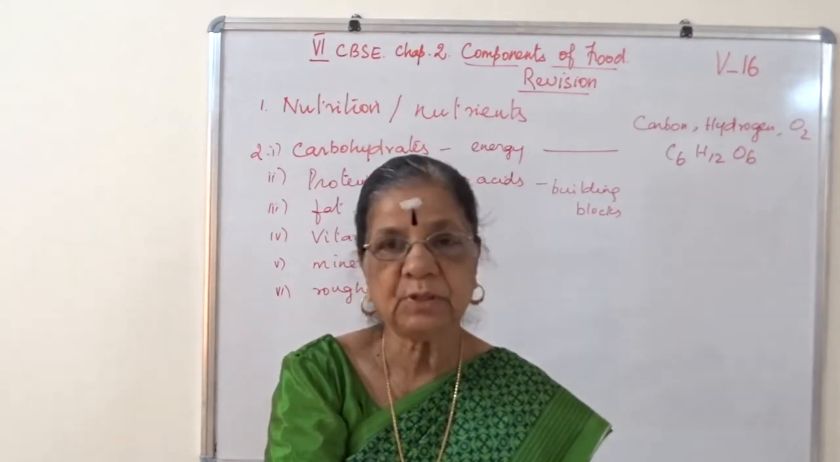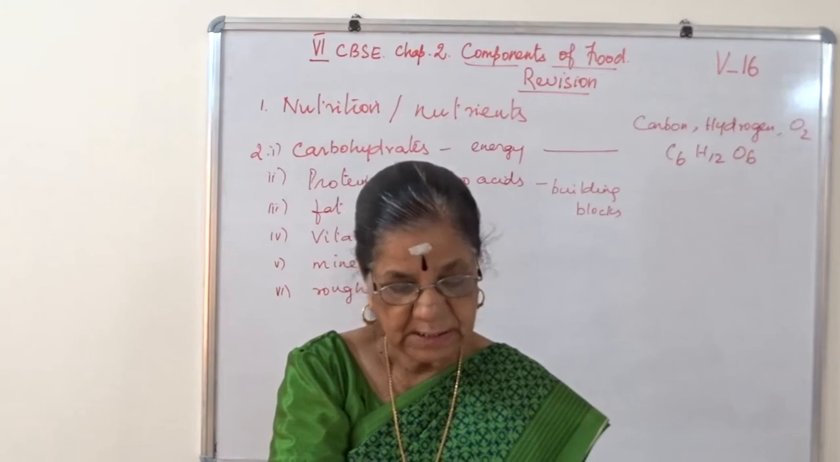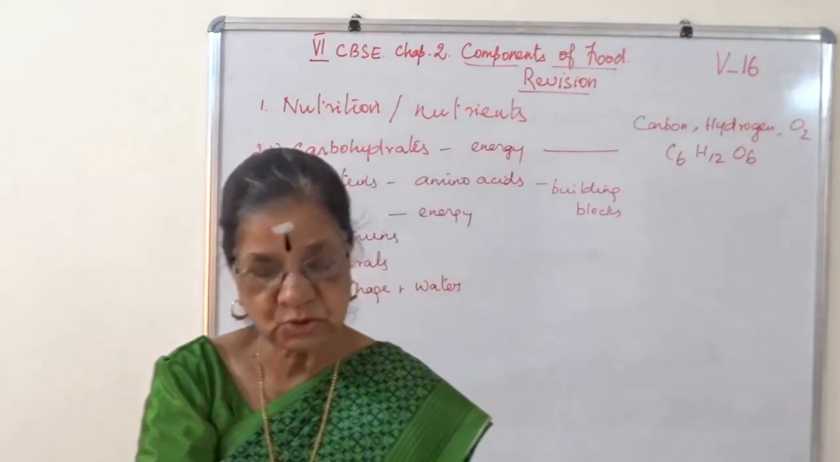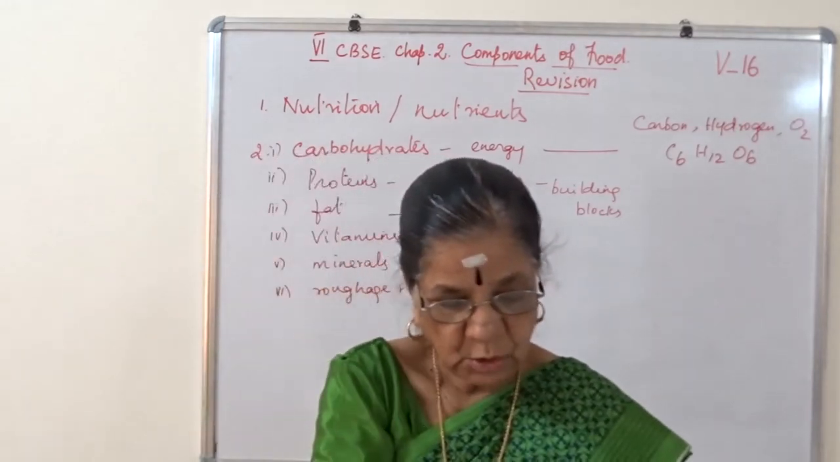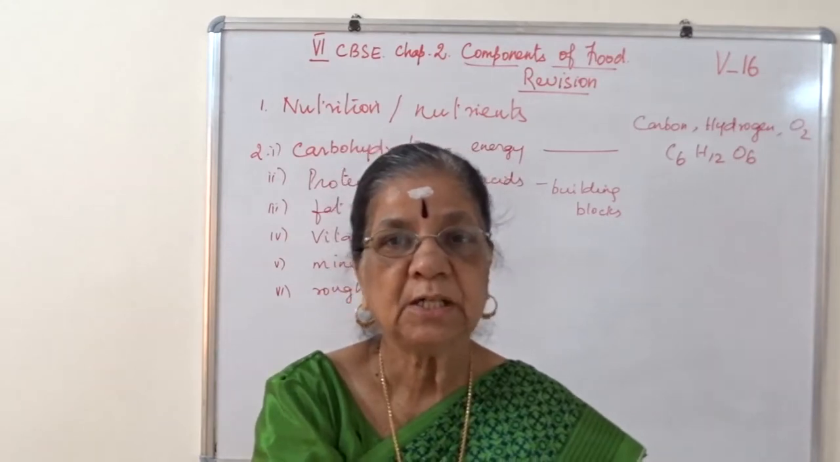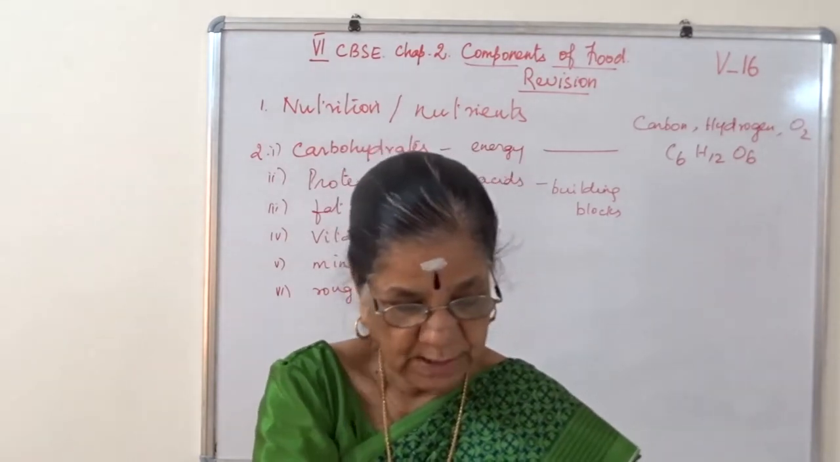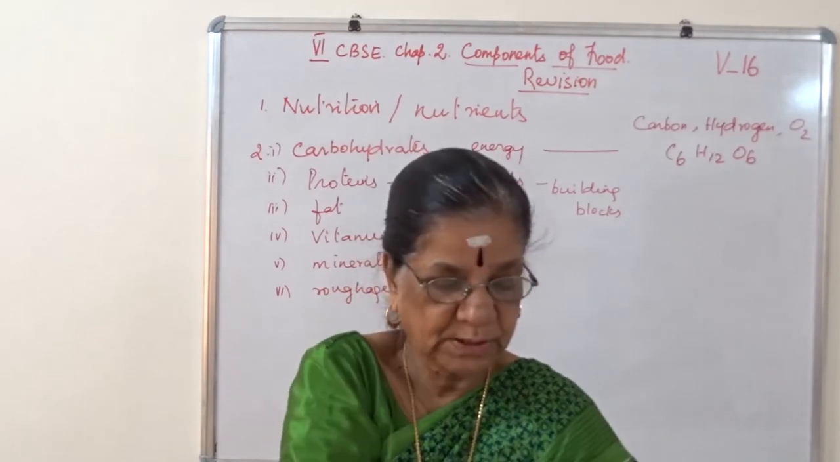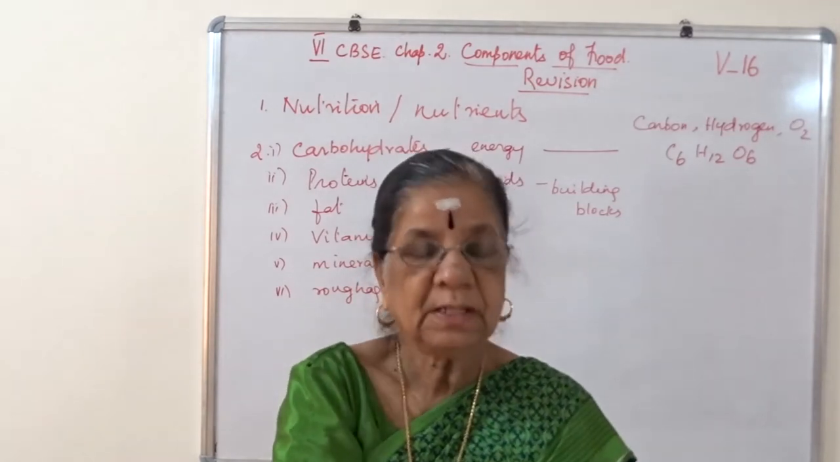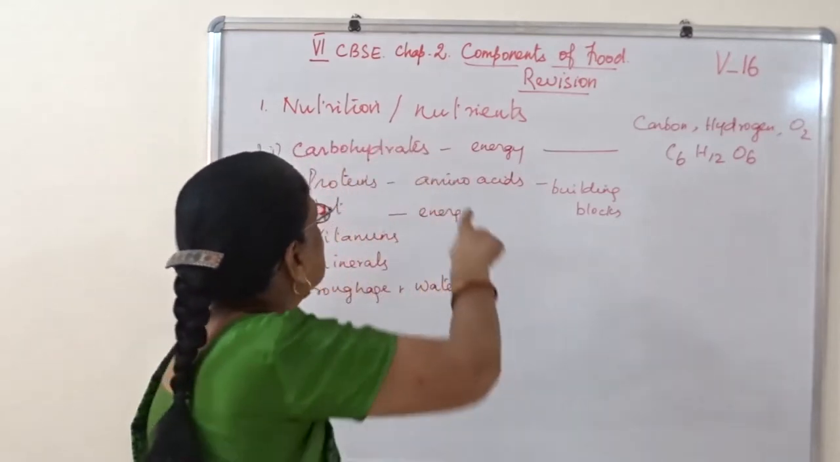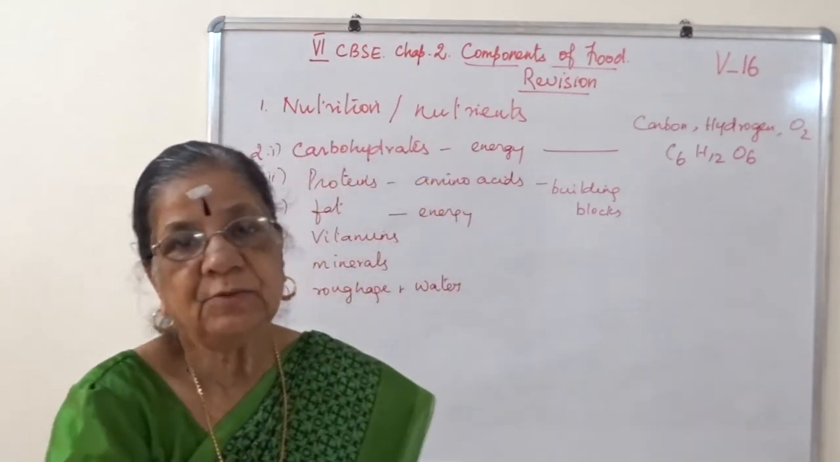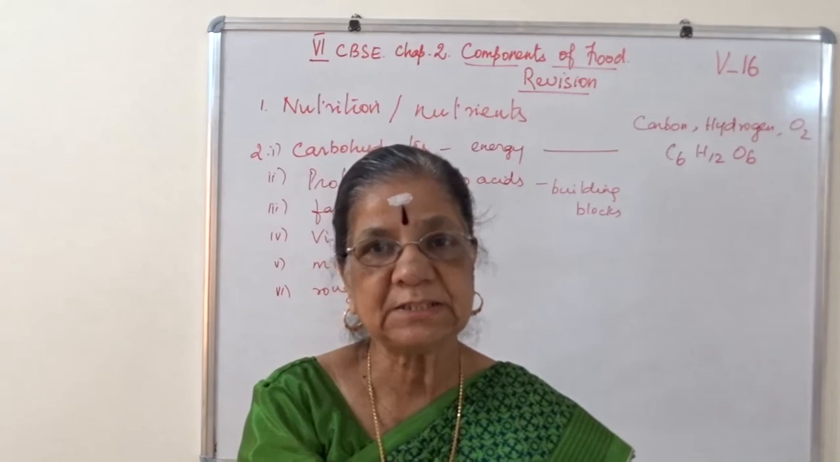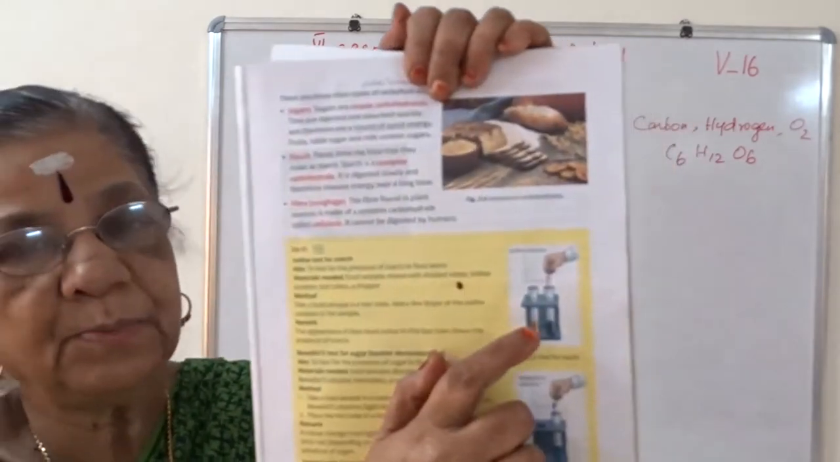Then fiber, it is roughage. The fiber found in plant sources is made of a complex carbohydrate called cellulose. As such, it cannot be digested by humans. Then we have the test for starch in the figure.